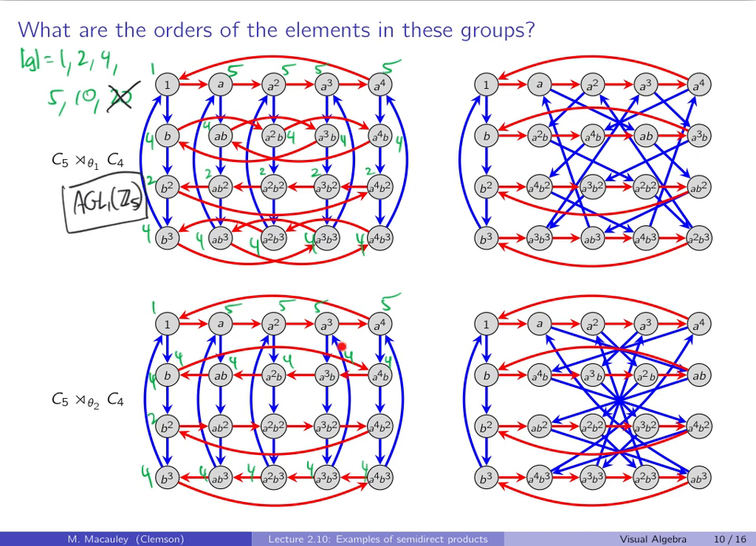Let's go down here. What about a b squared? Let's just check it out. Red, blue, blue. Red, blue, blue. That's 2. Red, blue, blue is 3. Red, blue, blue is 4. Red, blue, blue is 5. So if it takes 5 steps to get here, then it's got to have order 10 because it's more than 5. And yes, you can check: red, blue, blue, repeated, so this has order 10.